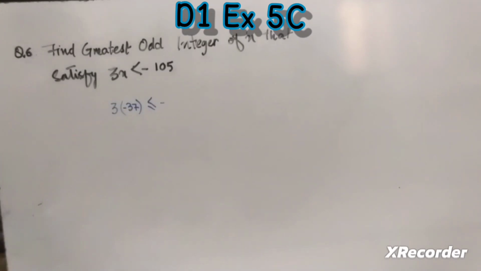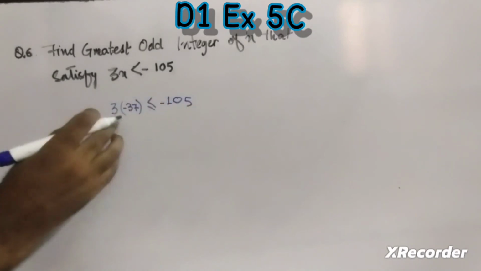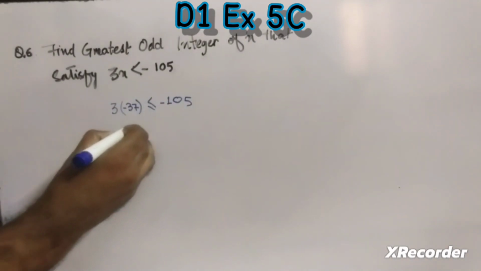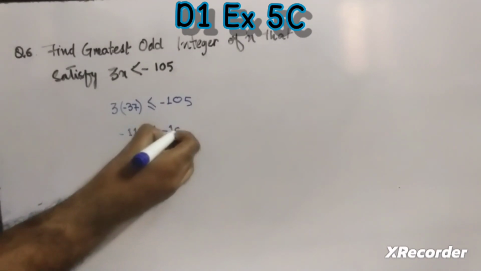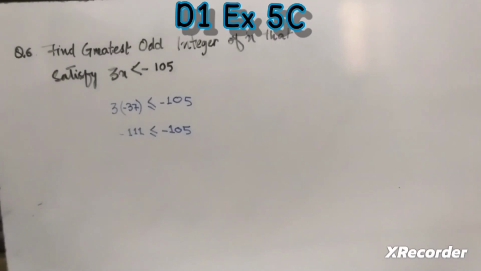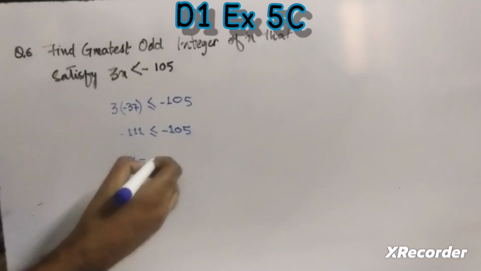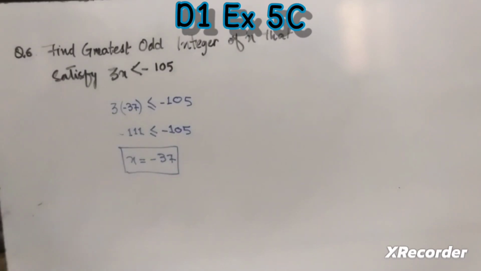Let me check. Minus 37 multiplied by 3 is minus 111. That is lesser than minus 105. So our x will be minus 37 in order to find the greatest odd integer. So that is our required answer.